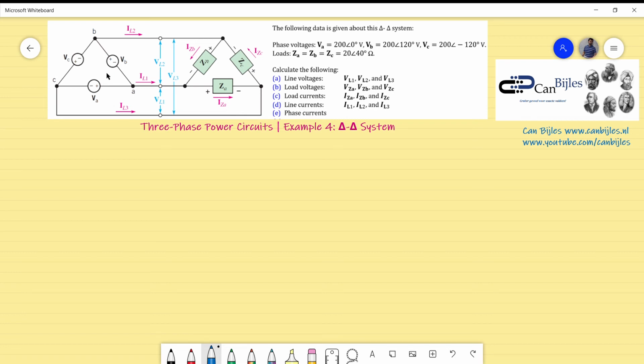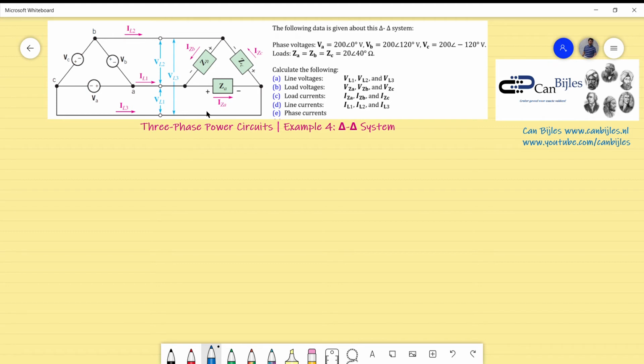Hi everyone and welcome to this new video about three-phase power circuits. That is our example number 4, and in this example we will consider the final configuration of delta system. So we have a delta connected source and we have a delta connected load.